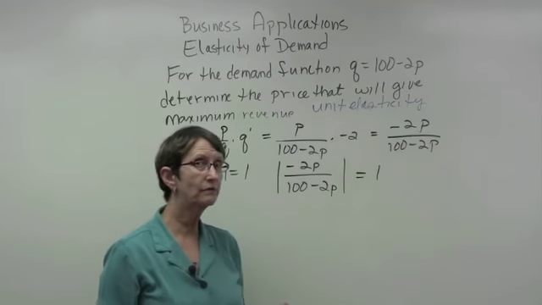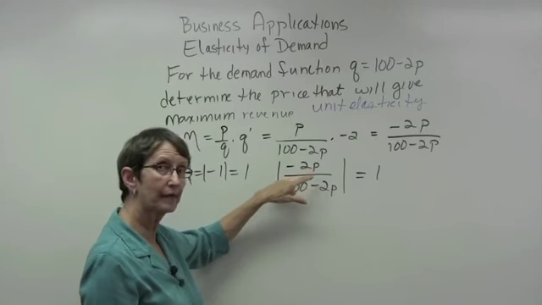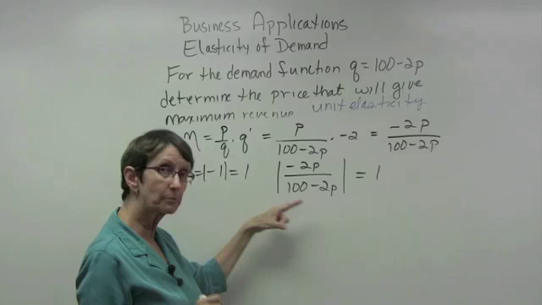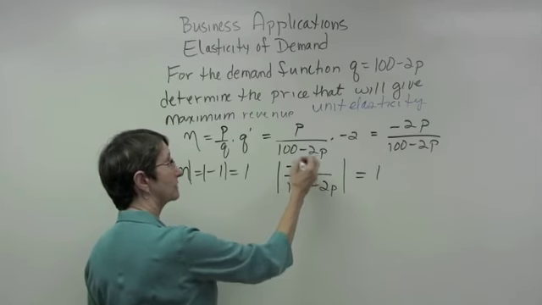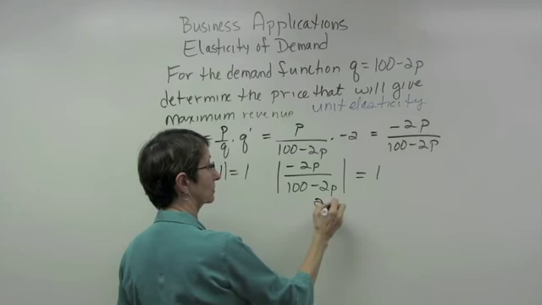Now for the absolute value, remember, P is already positive, it's price. This whole denominator was our Q, it's positive. The only thing the absolute value does is take negative 2 and make it positive 2.